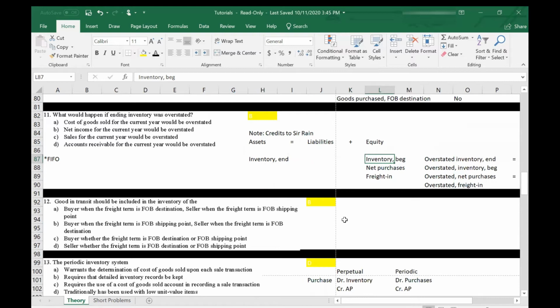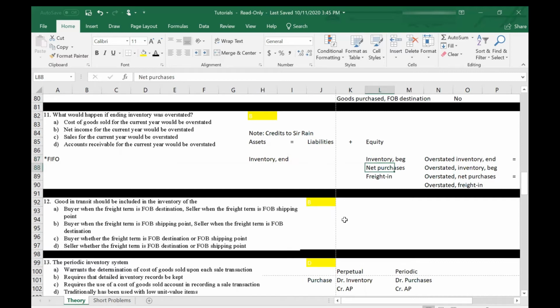This usually, when it's FIFO, this beginning inventory will be sold, right? So if it's sold, it's already in cost of goods sold, which in turn will be closed to your income summary, which will later on be closed to your equity account. So it ends up in equity.